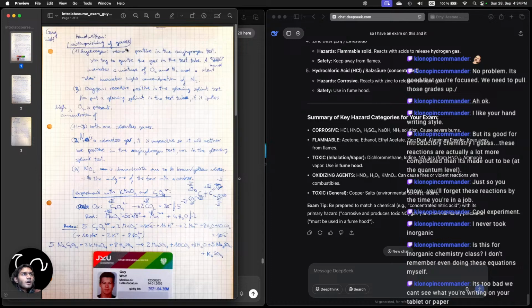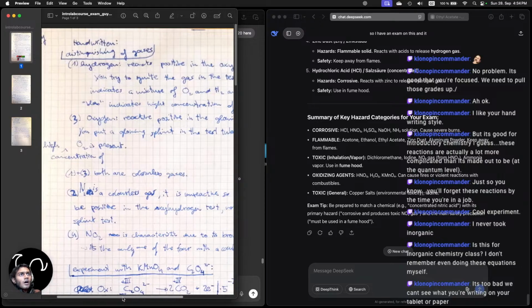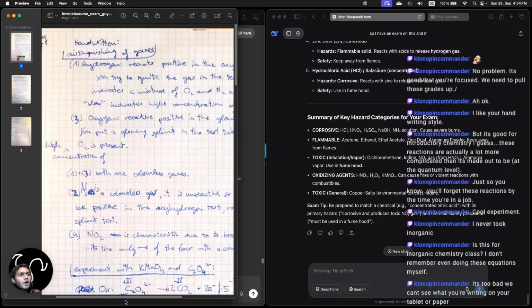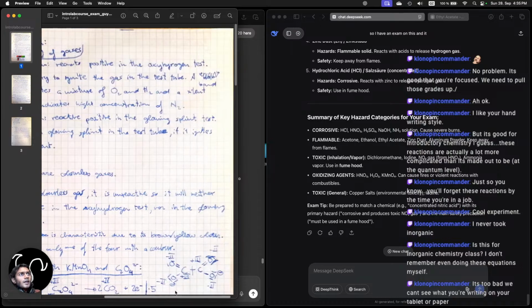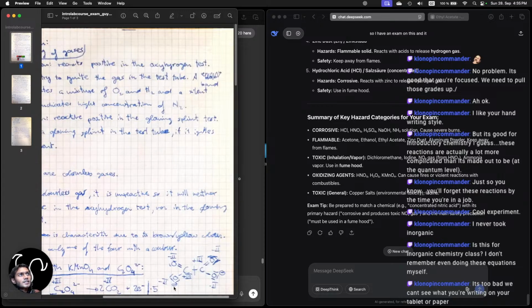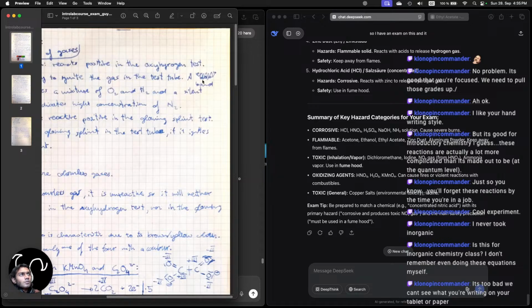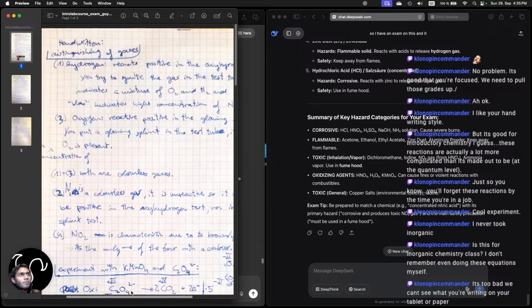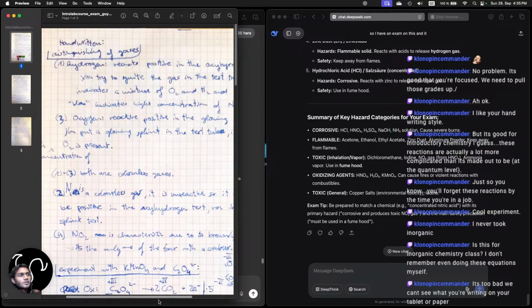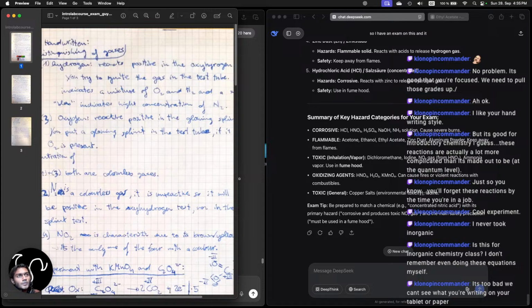So, distinguishing of what? Of gases. Hydrogen reacts positive in an oxyhydrogen test. You try to ignite the gas in the test tube. A pop sound indicates a mixture of oxygen and hydrogen. And a silent plop indicates higher concentration of hydrogen.